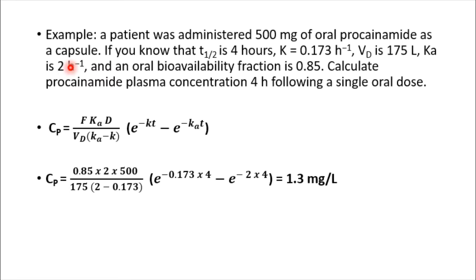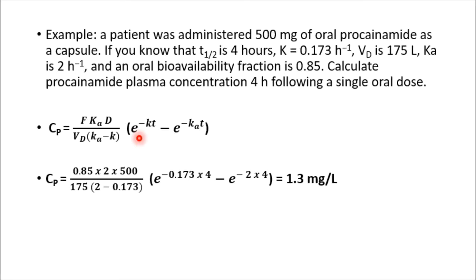is 175 liter, the absorption rate constant is 2 hours, and an oral bioavailability fraction is 0.85. Calculate procainamide plasma concentration 4 hours following a single oral dose. So the time that we wanted to calculate a plasma concentration at is 4 hours. So this is a simple, direct application for the equation.